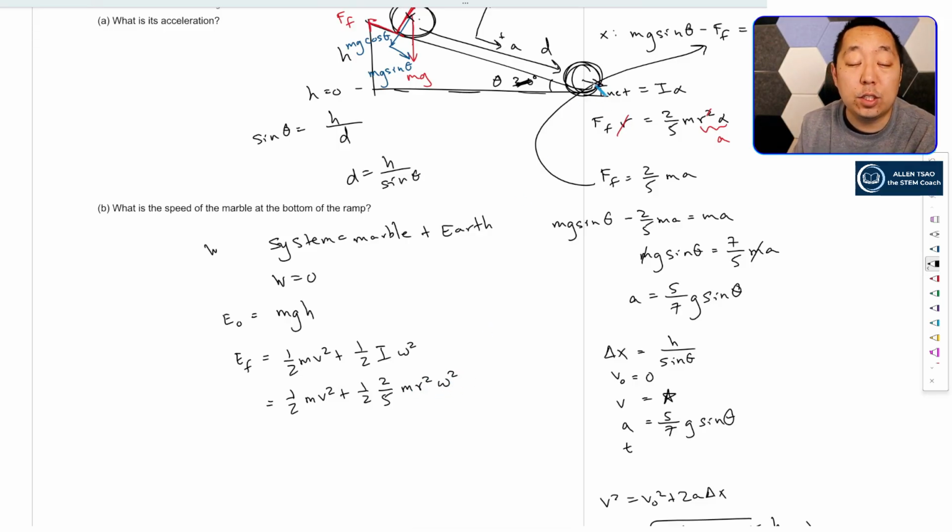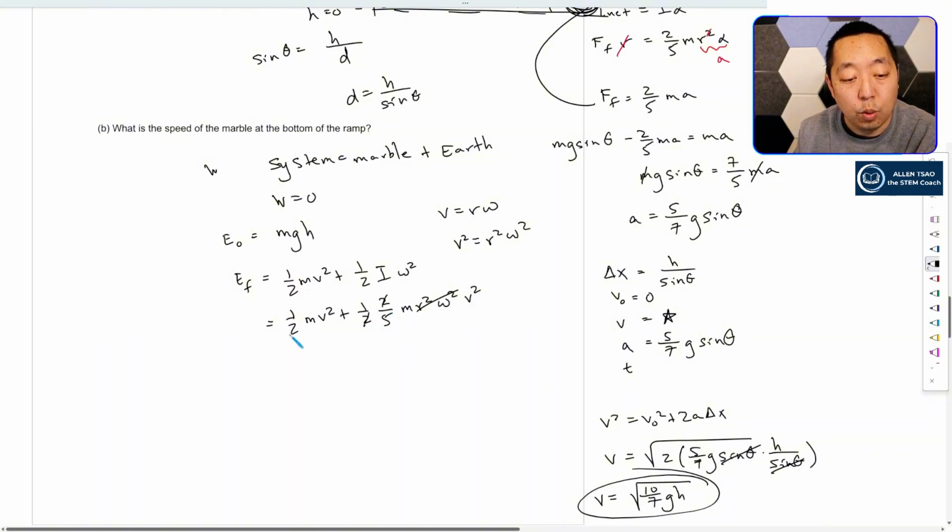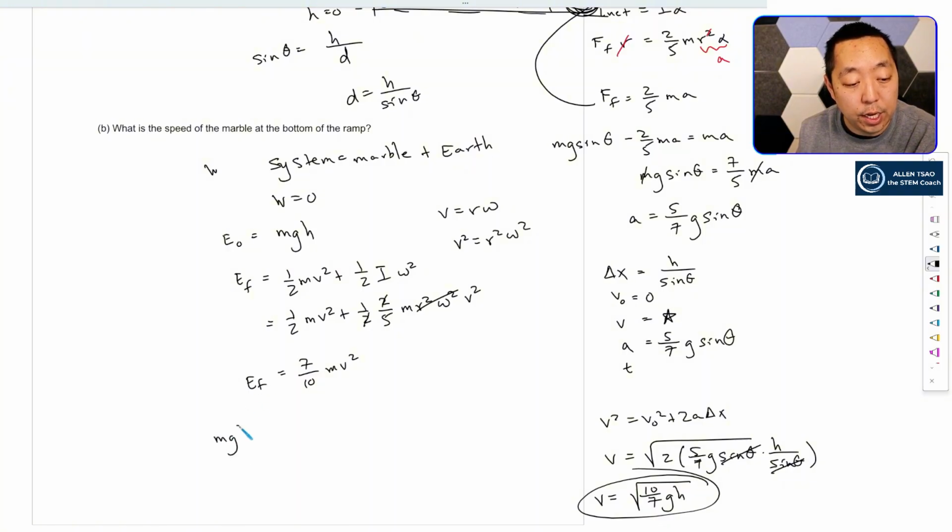Now, because it's rolling without slipping, again, the velocity of the center of mass is going to equal rω. So that means v squared is r squared ω squared. So you can replace this with v squared, and those will cancel. So you get 1/2 plus 1/5 times mv squared, which is 7/10 mv squared. And then by conservation of energy, mgh has to equal 7/10 mv squared. The m's cancel. v is going to be the square root of 10/7 gh.